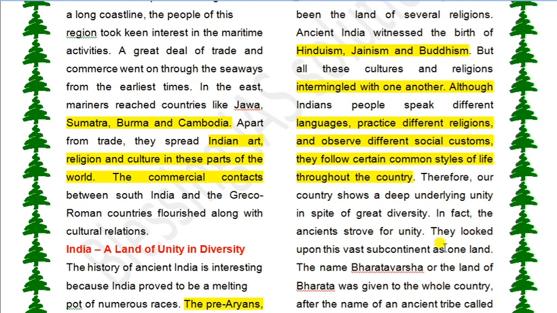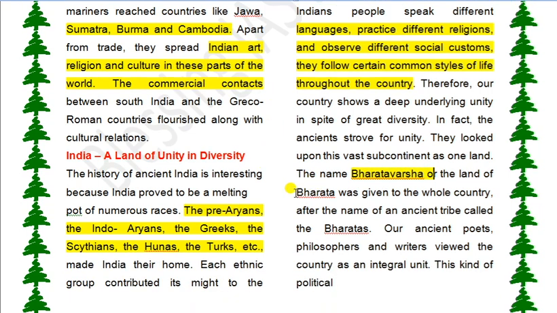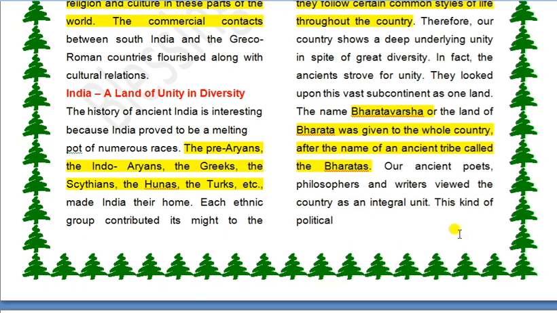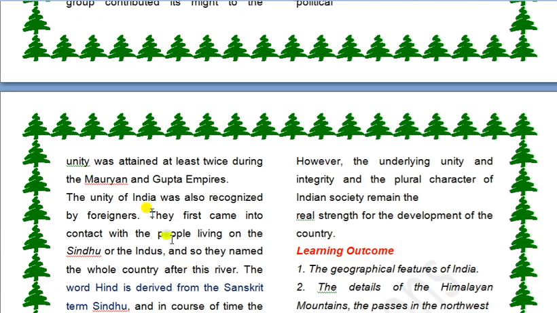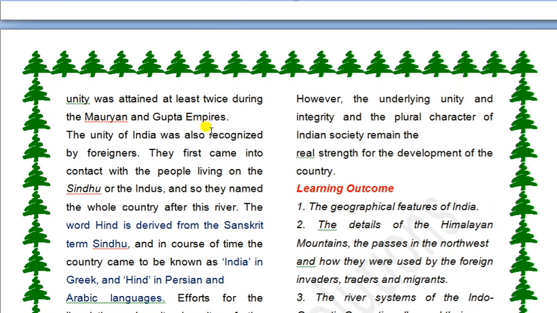diversity. In fact, the ancients strove for unity. They looked upon this vast subcontinent as one land. The name Bharatavarsha, or the land of Bharat, was given to the whole country after the name of the ancient tribe called Bharatas. Our ancient poets, philosophers, and writers viewed the country as an integral unit. This kind of political unity was attained at least twice, during the Mauryan and Gupta emperors.